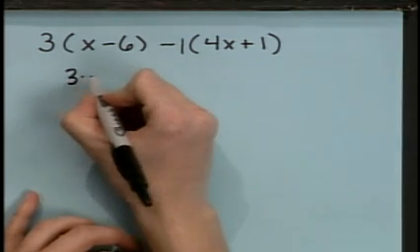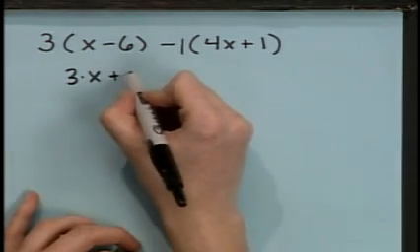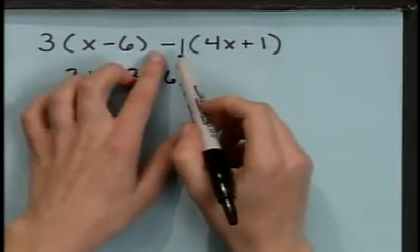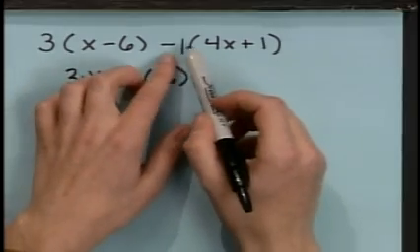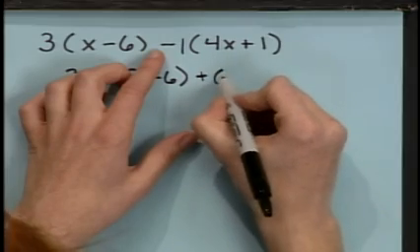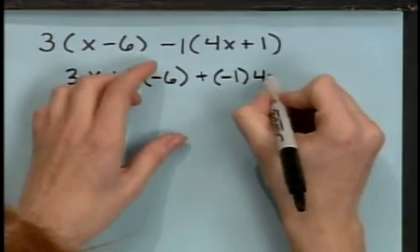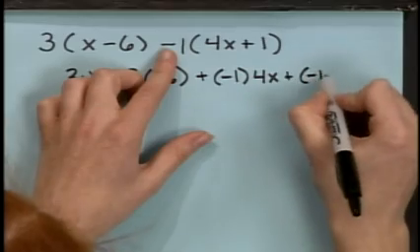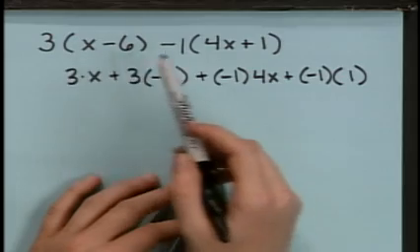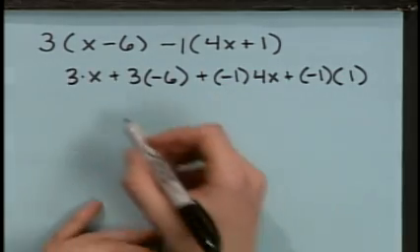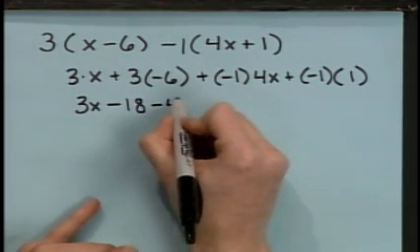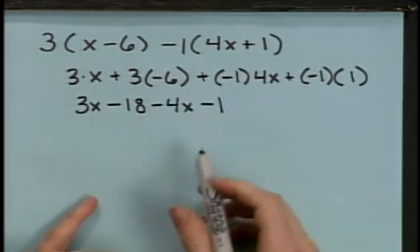We do 3 times x plus 3 times negative 6. And then here we're going to add a negative 1 times 4x and a negative 1 times 1. So plus negative 1 times 4x plus negative 1 times 1. And there we've used the distributive property on both parts of the expression. Now, to simplify. 3x minus 18 minus 4x minus 1.